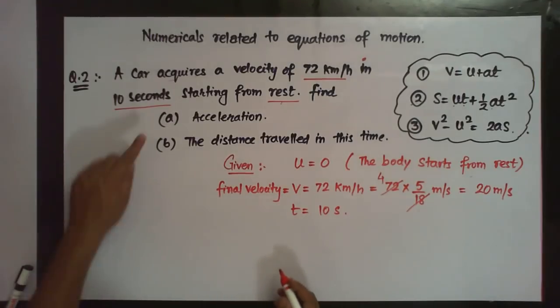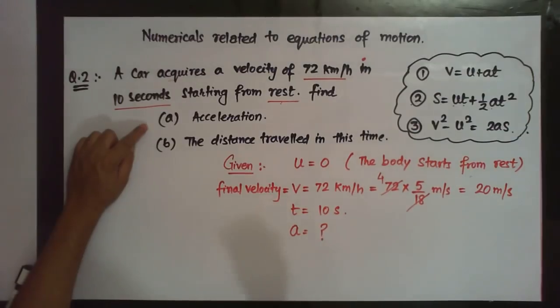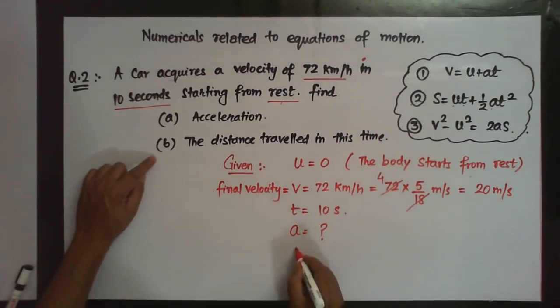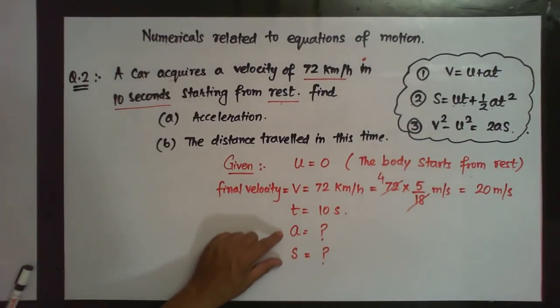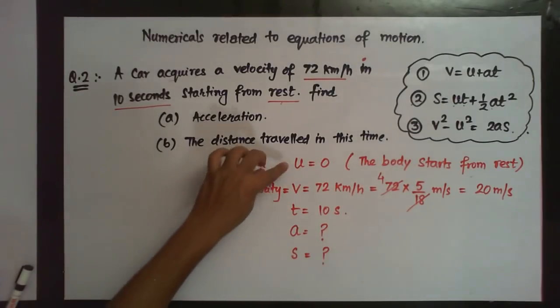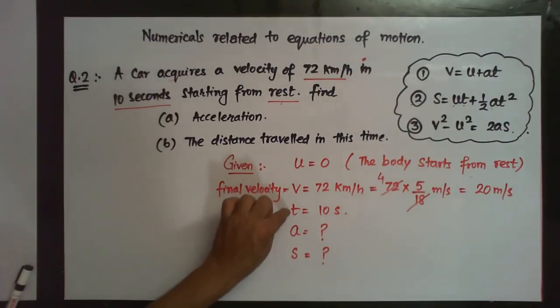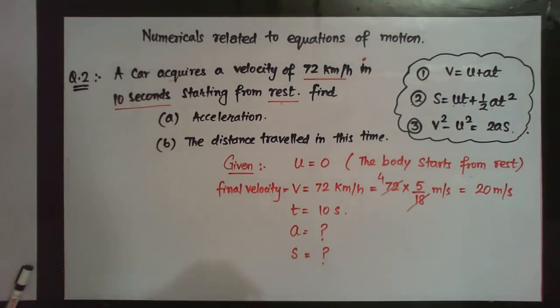So what we have to find: first, the acceleration. After finding the acceleration, we need to know the distance traveled also. So in this question, we have to get two variables, A and S. But the variables which are given are U, V and T. So if we use these three, we can find the acceleration very easily. Which equation is to be used?